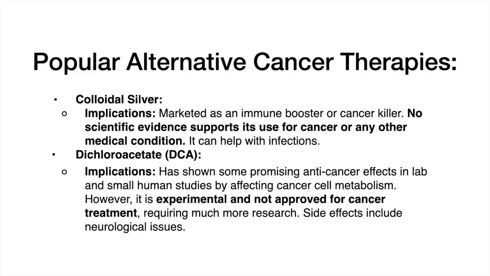Dichloroacetate, I really know nothing about this, but when I was looking for alternative, functional alternatives, it was one that popped up. It's shown some promising anti-cancer effects in the laboratory. When they say laboratory, they are talking about in petri dishes, so in vitro. When they talk about in vivo, that means in the body. But most of the time when they say laboratory studies, that means rats and test tube. Just know that. Otherwise, they'll say human studies.